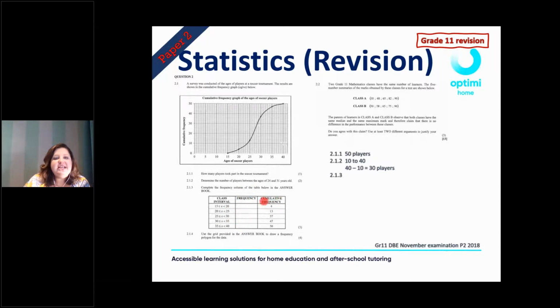So you know that your cumulative frequency is the sum of the frequency plus the previous frequency. So the frequency for the first class, the cumulative frequency here will be 4, because it's 4 plus nothing. So 4 plus 0 is 4. Now I know 13 should be this frequency plus the 4, so you will just say 13 minus the 4, which is 9. 37 minus the 13. 47 minus the 37. 50 minus the 47.